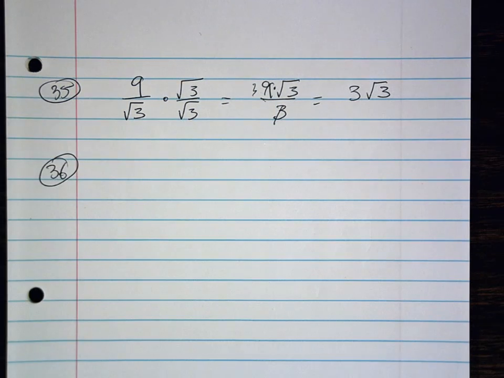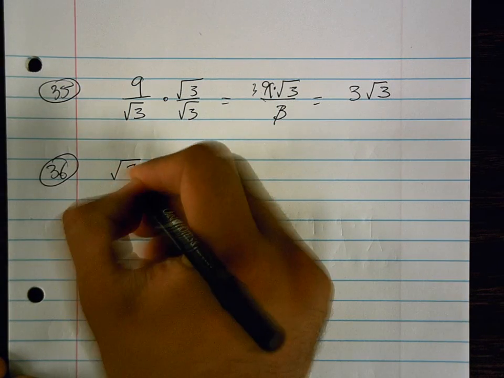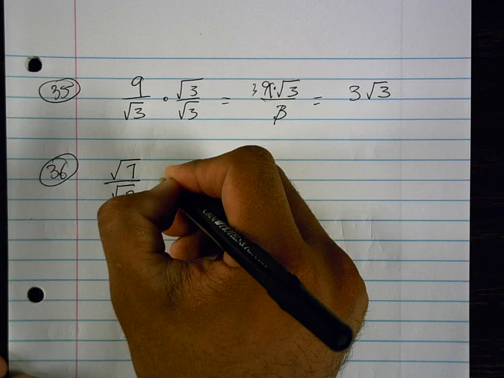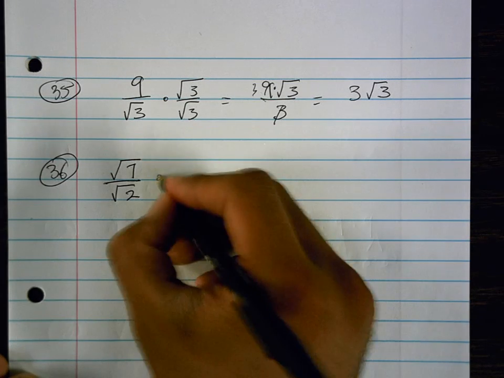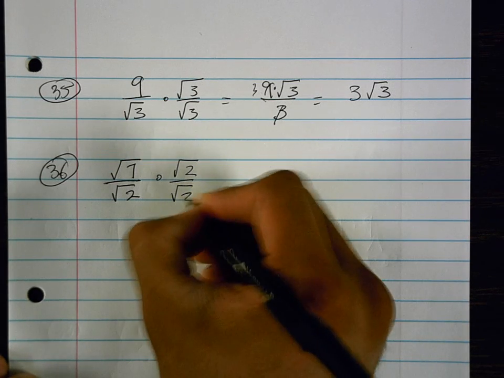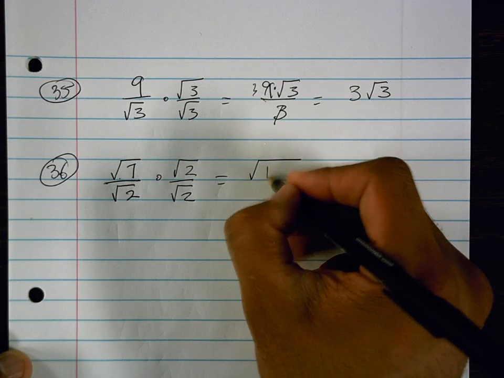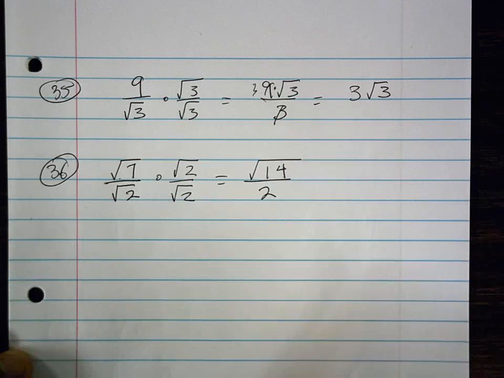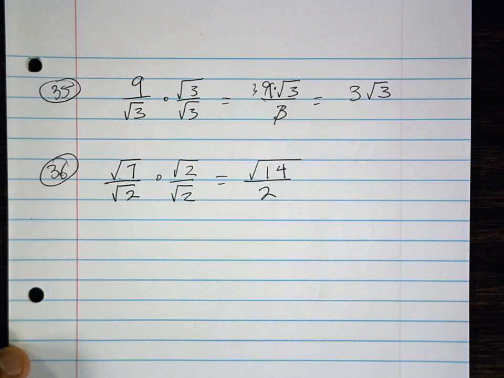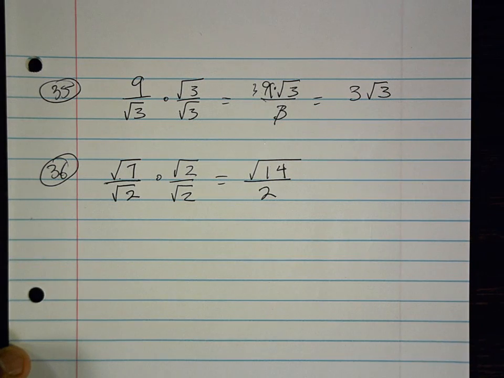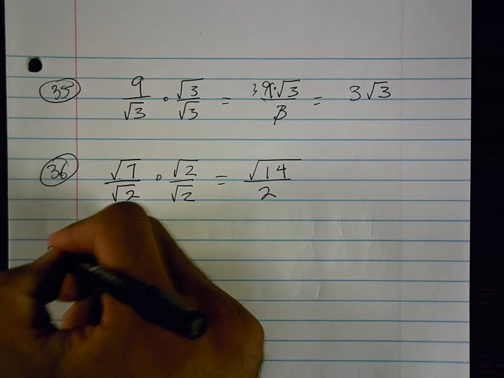36 is the square root of 7 all over the square root of 2. And so now I need to multiply by the radical in the bottom, to the top and bottom, to rationalize it. And these go underneath the same radical all over 2. That's all we can do. You can't break 14 up and find any pairs.